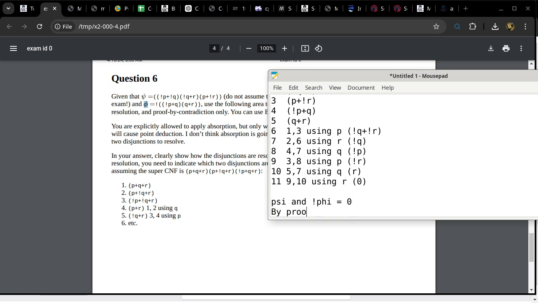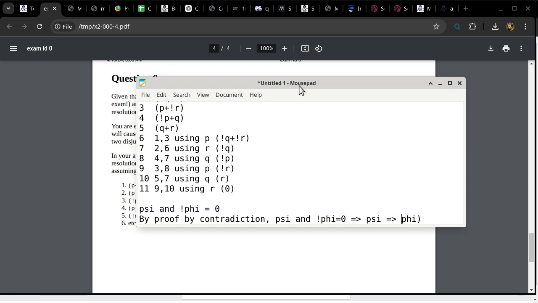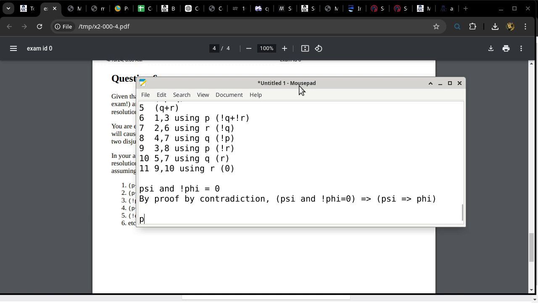So by proof by contradiction, psi and not phi being false implies that psi implies phi. Okay, let me move this over here. And I need parentheses because we have nested implication. So this means, in this case, phi is a theorem of psi. That is the application of proof by contradiction. Is that okay? Yep. So because we end up with false or 0, we did do the proof by contradiction. Okay. So arriving at this point is because we use resolution to end up with a 0.